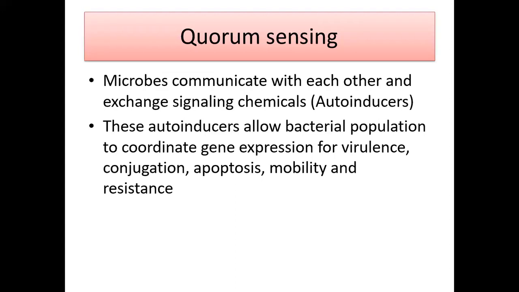These autoinducers allow the bacterial population to coordinate gene expression for virulence, for conjugation, for apoptosis, mobility, and resistance. So what are the different functions of quorum sensing? When any molecule is secreted by the bacteria in the group, it's called an autoinducer, and these autoinducers can be sensed by the bacterial population for the gene expression of virulence, pathogenicity, genetic transfer, programmed cell death, mobility, and especially antibiotic resistance.